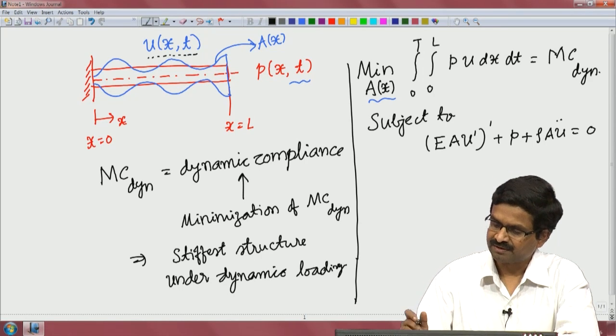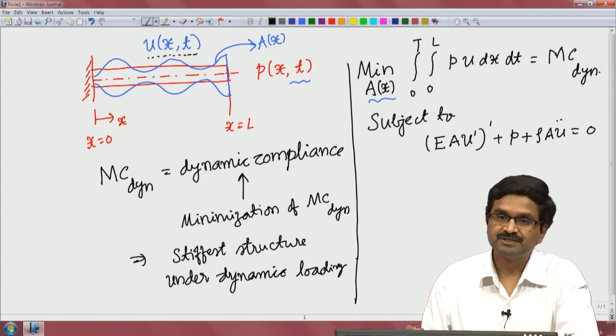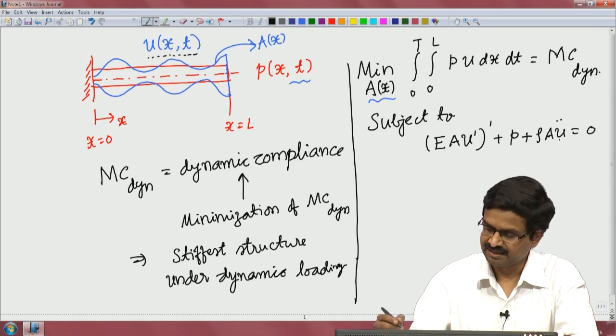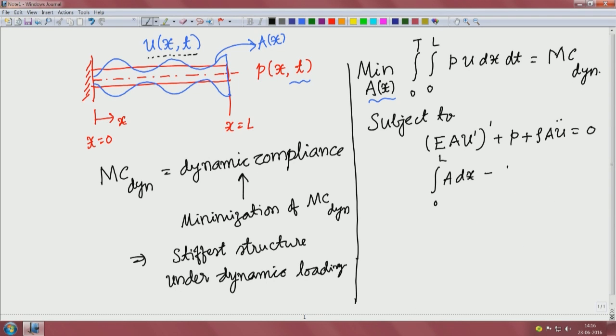Okay. So, the constraint that we have, the governing equation, is now for dynamics, because we have included the acceleration, rho A u double dot, and then we will also have the volume constraint as usual, integral 0 to L of A dx, that volume should be less than V star that is specified. Again, remember that whenever we have a function type constraint, the corresponding Lagrange multiplier is going to be a function of x, and here of time also, just like this equation is. This equation is valid for all values of x, all values of time.